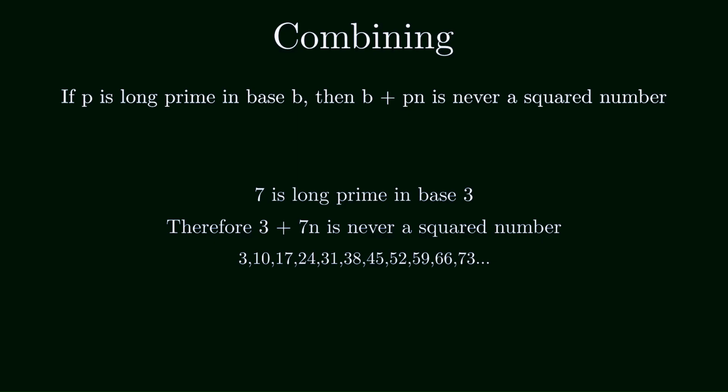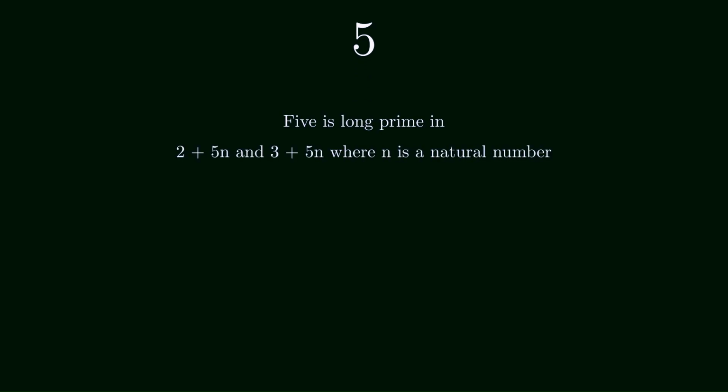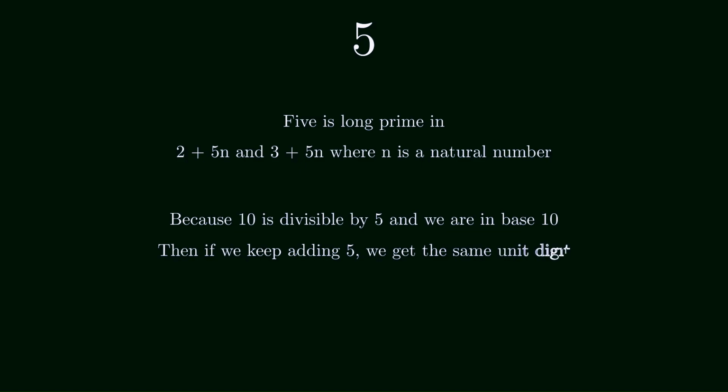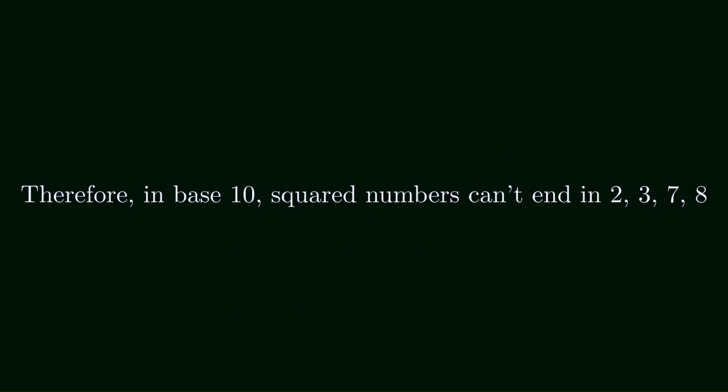But that's not all. Every prime number is long prime in an infinite list of bases with a predictable pattern, and with the same logic, none of them intersect with squared numbers. Let's consider 5 for example. 5 is long prime in base 2 and 3, yet also 7 and 8. And because the base we're using, base 10, is divisible by 5, if we keep adding 5, we'll get back the same unit digit, 2, 3, 7, 8. So this is implying that there are no squared numbers that end in 2, 3, 7, 8. And as it turns out, that is the case.